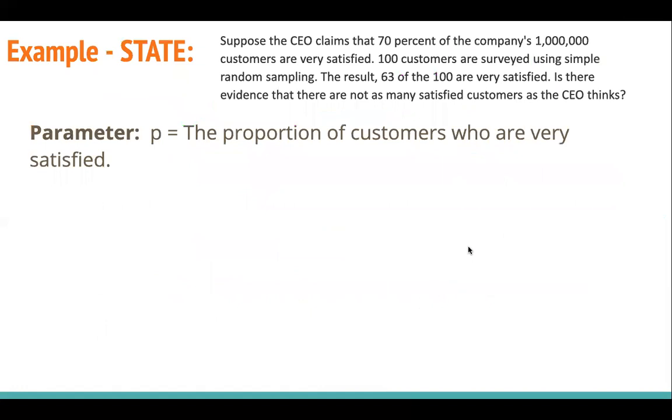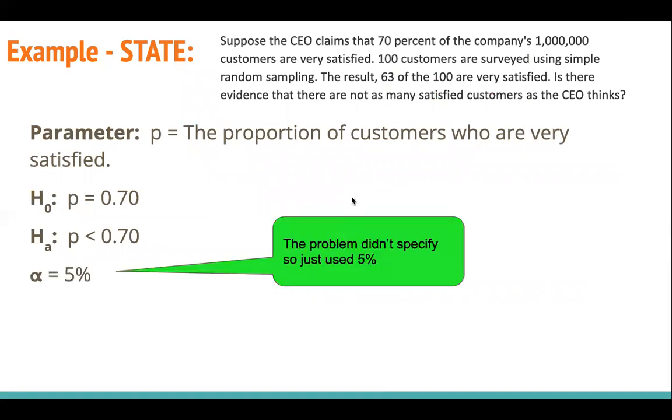For the state, I'm going to start with p equals the proportion of customers who are very satisfied, right? And you could put it's of all million. This will satisfy that first state. My H0, my null, is that p equals 0.70, right? That it's that claimed 70%. Not as many satisfied customers, right? That is really less than. The words not as many indicate less. The problem didn't specifically state a significance level, so I'll just use 5%.